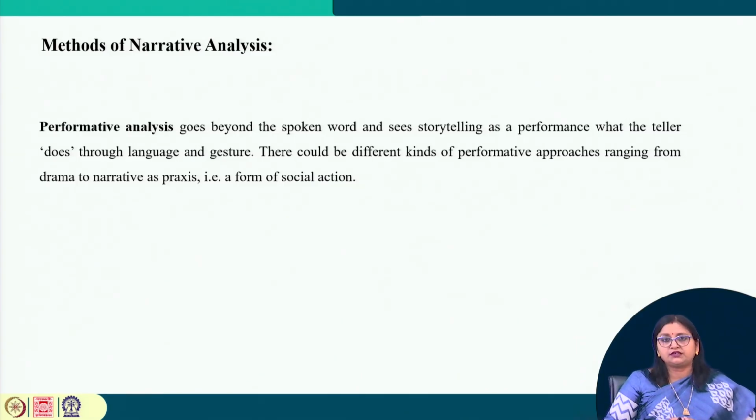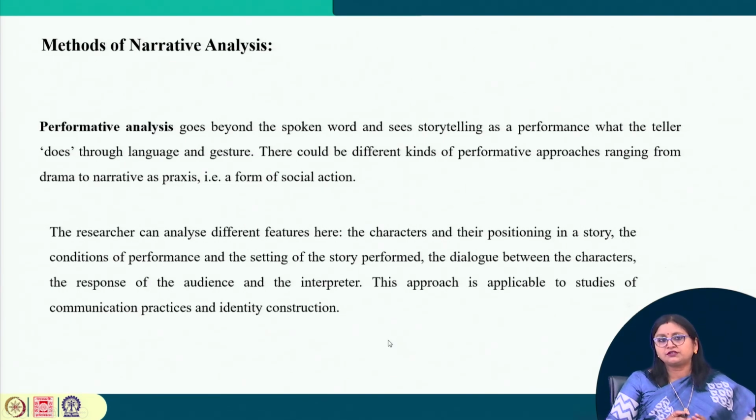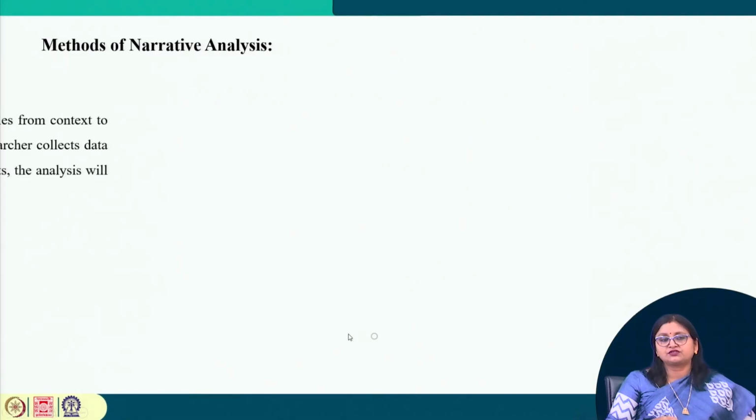There could be different kinds of performative approaches, ranging from drama to narrative as a praxis, a form of social action. The researcher can analyze different features here: the characters and their positioning in a story, the condition of the performance and the setting of the story performed, the dialogue between the characters, and the response of the audience and the interpreter. This approach is applicable to studies of communication practices and identity construction.